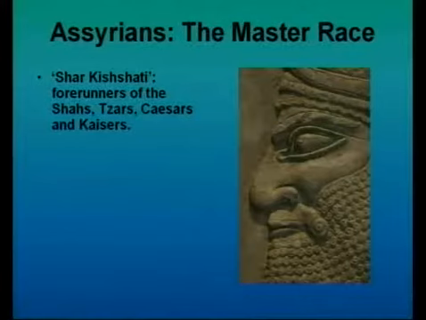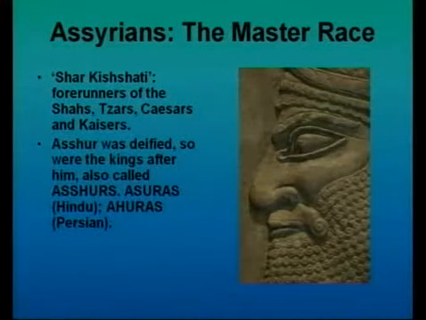And here we have, they became known as the master race, and Shar-Kishati was a title given to these kings of Assyria. They were the forerunners of the Shahs, or the Tsars, or the Caesars, or the Kaisars. So you can probably see where we're going with this and how it develops already. Well, Asher, the person mentioned in Genesis, was turned into a god, very common in that time, and so the kings after him.